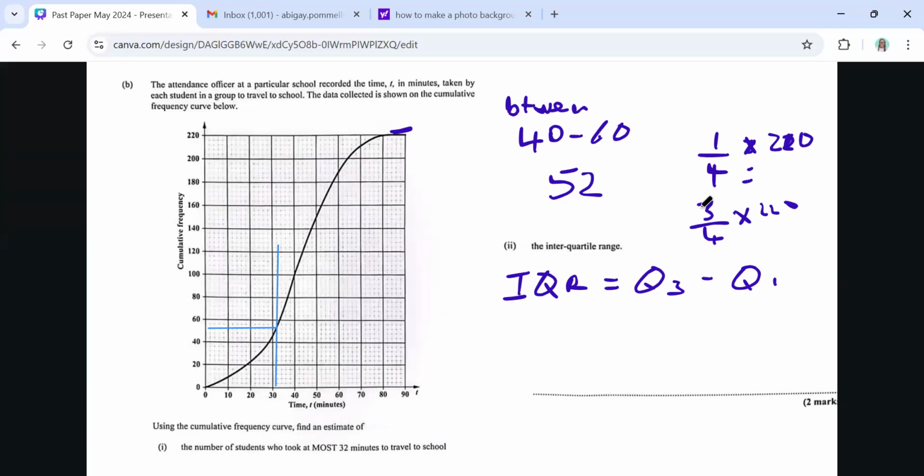So first quarter is going to equal how much? Let's put it in the calculator. Quarter of 220. Second would be 55. And third quarter will be 165.